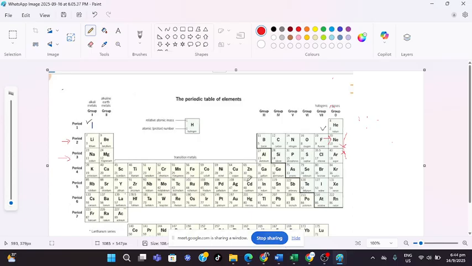Revision from last time. We're going to look at sodium, which is right here, and chlorine. Notice that these are metals, and going all the way over here, these are non-metals. So we know that if we're looking at the periodic table, this is an ionic bond. So without further ado, let's start.